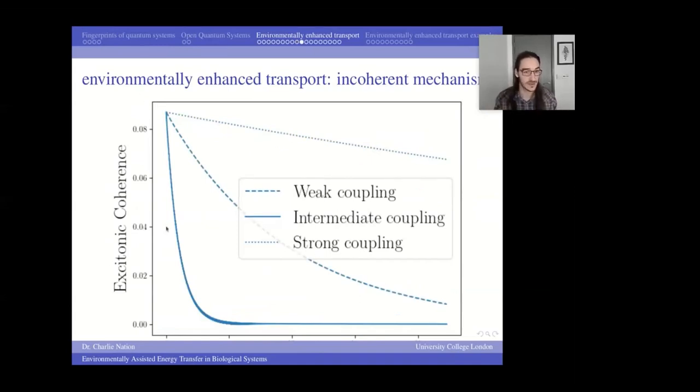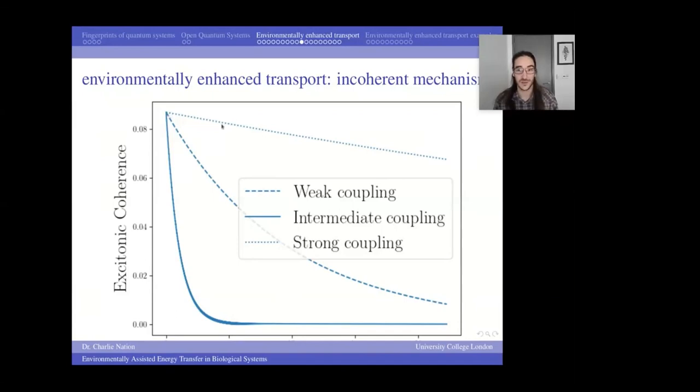So what we see here is the excitonic coherences and the decay of this coherence. You can see this actually decoheres much faster for the intermediate coupling case. And this tells us that this environmentally enhanced transport mechanism is not quantum in the sense that the environment does not act on the system in a quantum coherent way. It is a very incoherent mechanism.